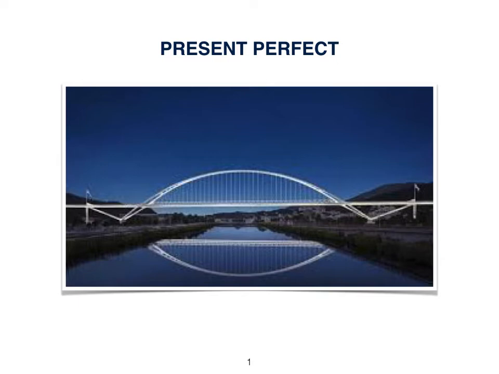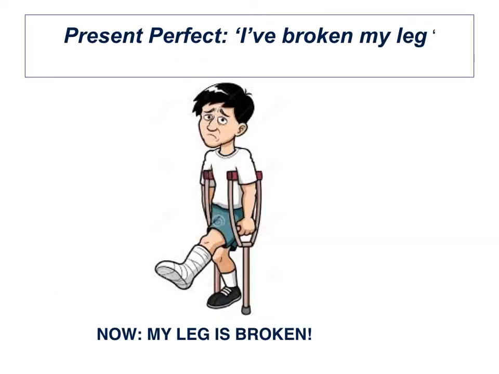Before starting, we must say that the present perfect is a bridge between the past and the present, a connection between the past and the present. Read this example. I've broken my leg. Now my leg is broken.